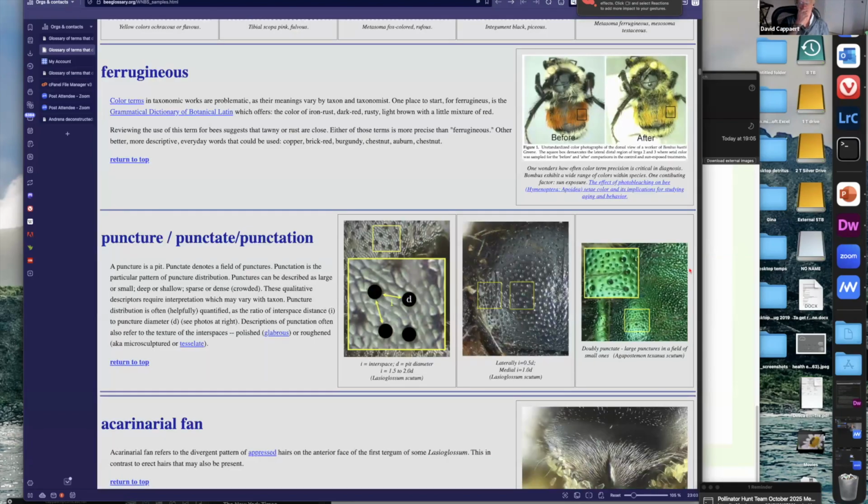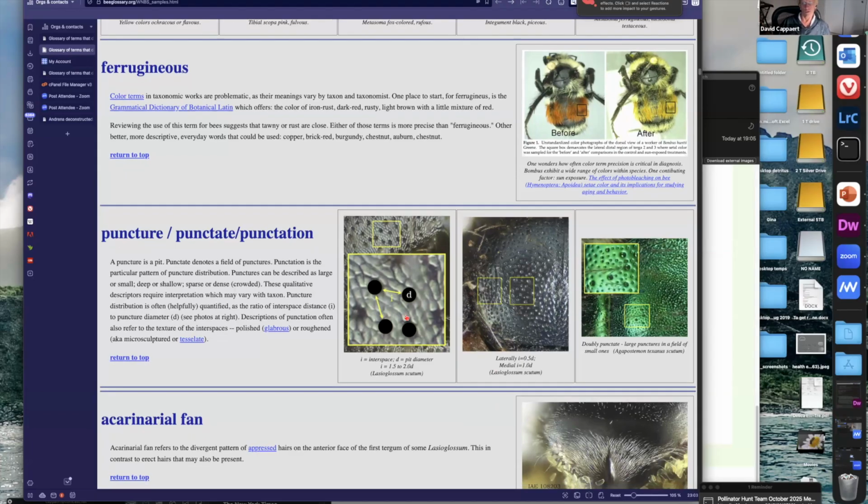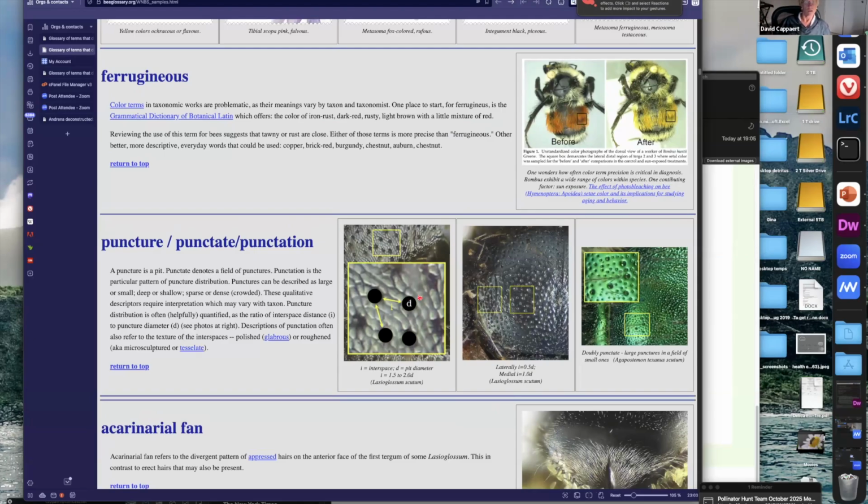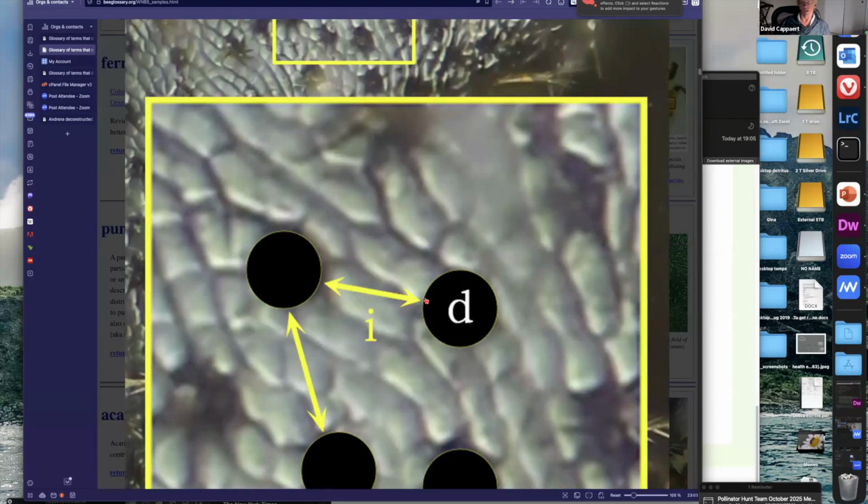So you talk about the distances between, how dense are they? Like in the least helpful way, an author would say they're crowded or they're sparse. It's not helpful how sparse. So what the best folks do, if you looked in Jason Gibbs' keys, and a lot of keys nowadays would use this terminology, is you talk about the diameter of the puncture in relation to the interpunctural distance.